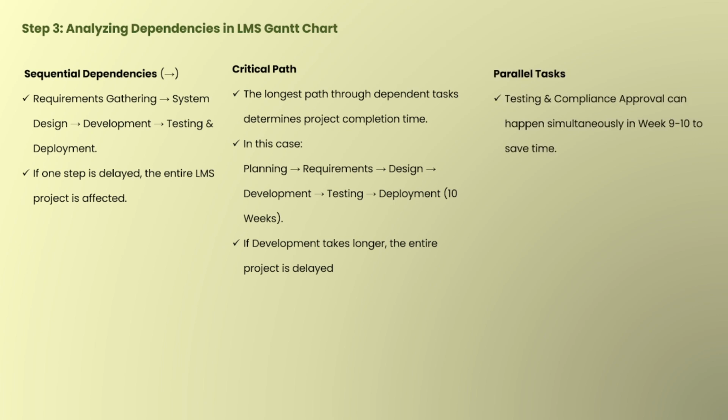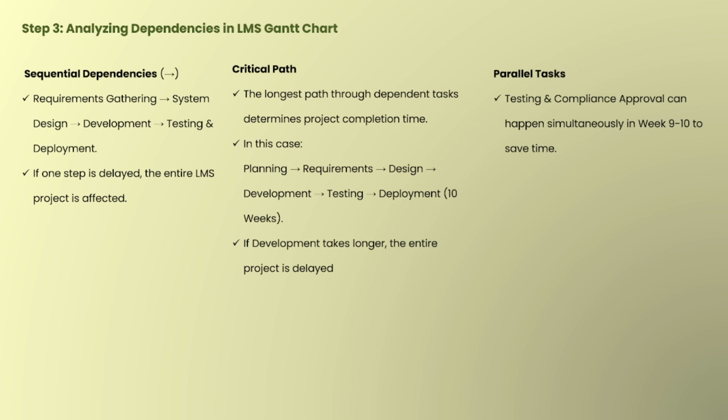Then parallel tasks. We have seen that there are a few tasks which go parallel, meaning this is for saving time smartly. Some tasks don't always have to wait for each other, they can run side by side, like testing and compliance approval can both happen during week 9 to 10 to speed things up. So this way we can save the time and keep the project moving without delays. So in this way we can analyze the dependency using the Gantt chart.